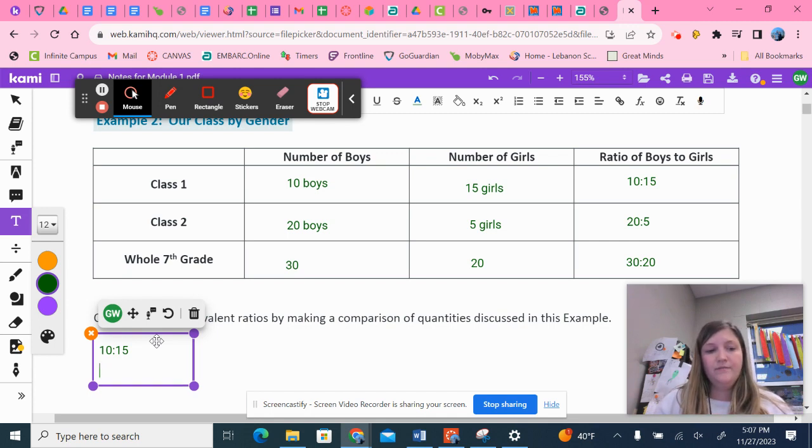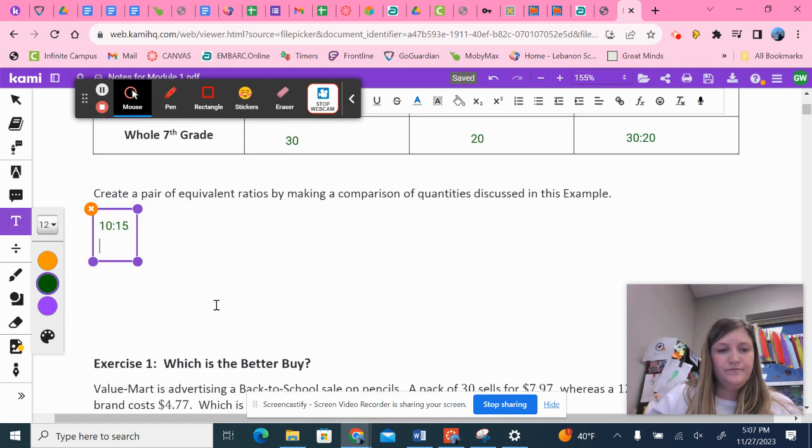Go ahead and tell me a ratio. What is one thing I could do that would make 10 to 15 equivalent to something else? Good, I could divide both of those numbers by 5. And 10 divided by 5 gives me 2. And 15 divided by 5 is 3. So that's one equivalent ratio I could make.